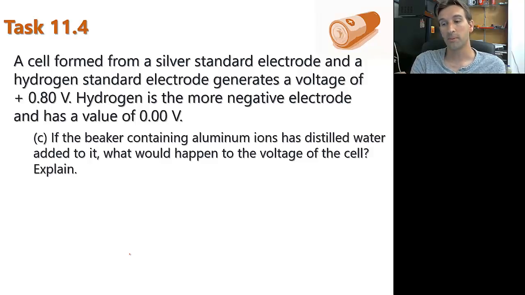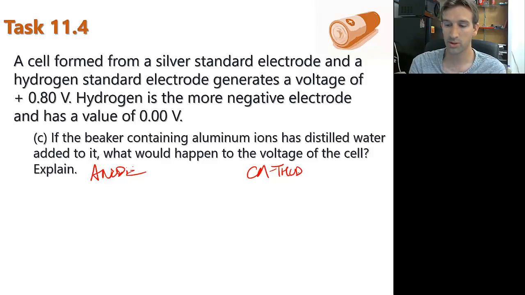If the beaker containing aluminum ions has distilled water added to it, what would happen to the voltage of our cell? So we've got to consider what's happening on both sides. Remember, Le Chatelier's principle, it applies here, and we've got to consider what's happening with the voltage. So I'm going to consider both sides of this. We have our anode where the oxidation occurs. We have our cathode where the reduction occurs. On the anode side, we established that the aluminum is being oxidized and the silver is being reduced.